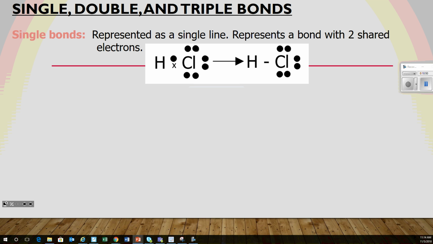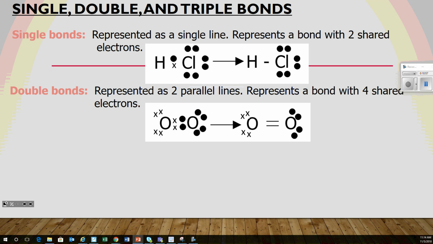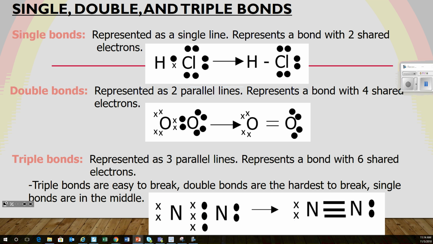But if they're bonded between 2, we show it as a line. For a double bond, we show 2 lines instead of showing all these dots in the center, because if you start sharing more than 2, it gets a little messy. And you'll see here that I've used X's instead of circles, just to show you where the electrons are. Once we get to 3 bonds shared, we're sharing 6 electrons, and that gets even nastier, so we use 3 lines to show the difference between them.